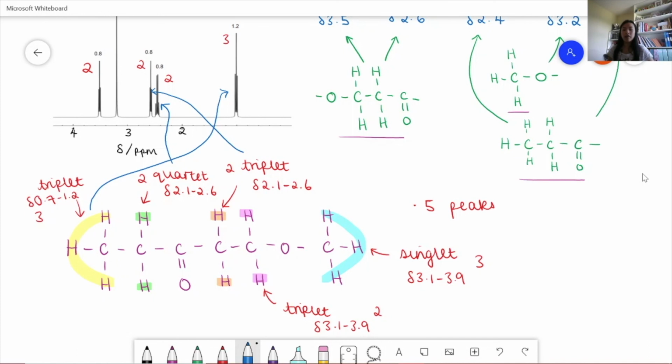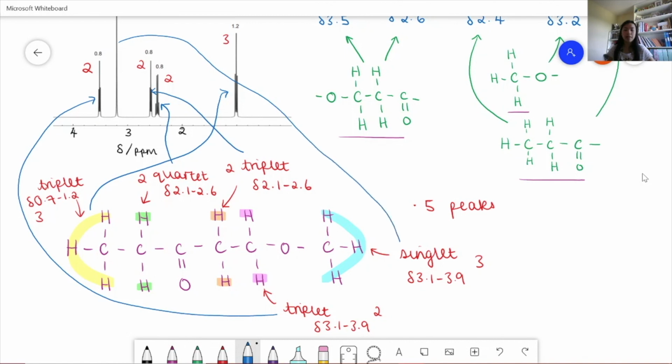And then we have a triplet again with relative intensity of 2, but this time between 3.1 and 3.9, which is this one. And finally, we have the singlet, which has a relative intensity of 3, and it's between 3.1 and 3.9 ppm. So this peak must be the one which represents these 3 hydrogens.